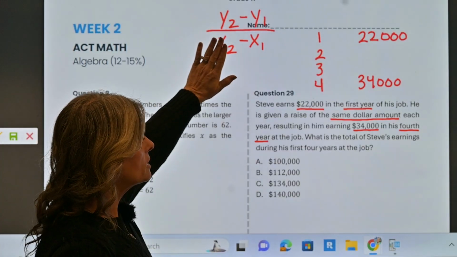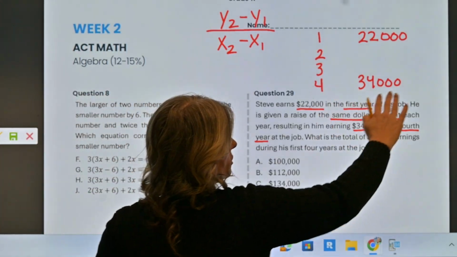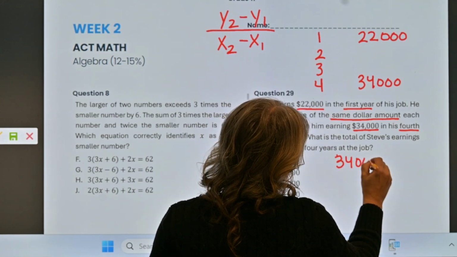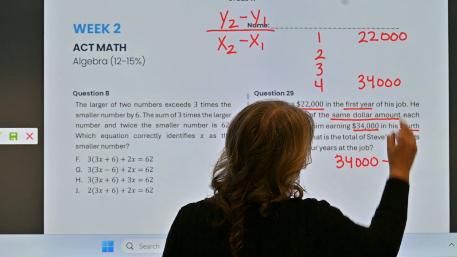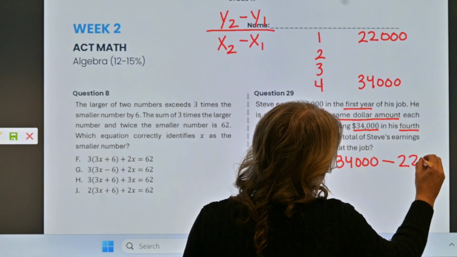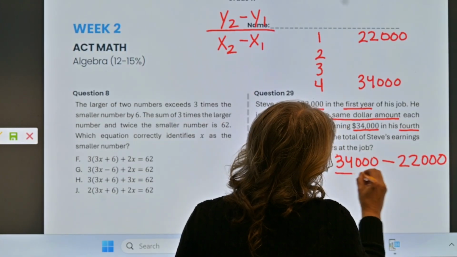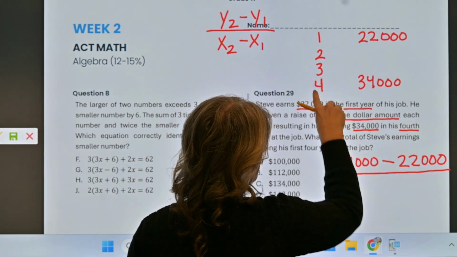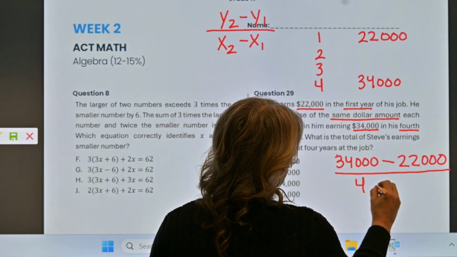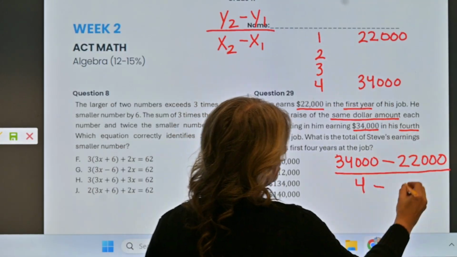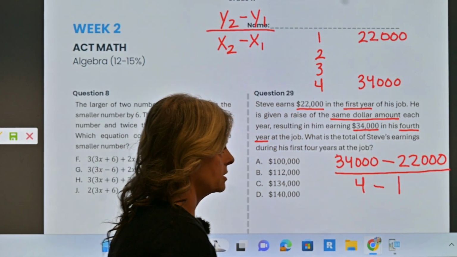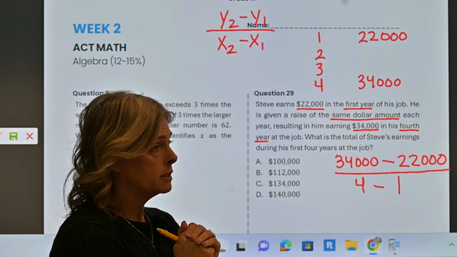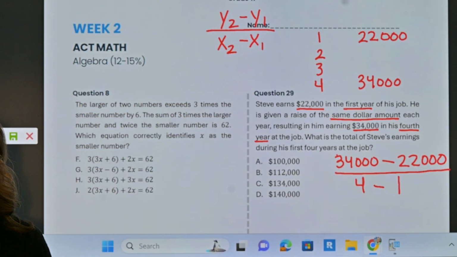So anyway, we're going to fill this out by doing this. We start with our ending amount that we're making, 34,000, minus our starting amount, 22,000. And we'll put that all over the years. So 34,000 was my fourth year, minus my first year was the 22,000. So go ahead and put that in your calculator in a fraction, okay? So to get your fraction, you hit the green button and the one next to it.